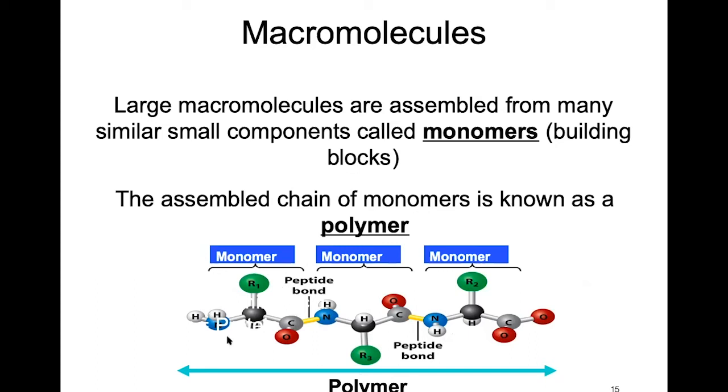So in each case, whether you're looking at proteins, fats, carbohydrates, or nucleic acids, each of those macromolecules is made up from smaller monomers, individual subunits. Okay, and we're going to go through each of those as we progress through the rest of the lecture.